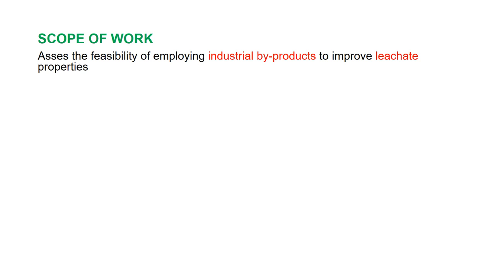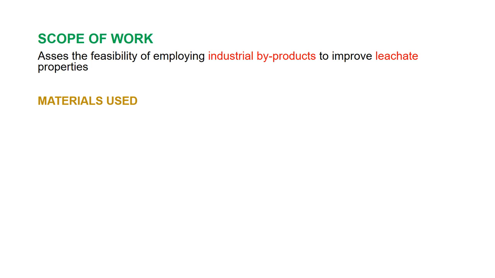Keeping this in mind, the scope of the work was defined to study the feasibility of industrial byproducts to improve leachate properties. Industrial byproducts are basically the waste which is generated from industries, which is to be discarded. Studying its feasibility to improve MSW leachate properties would be something beneficial.